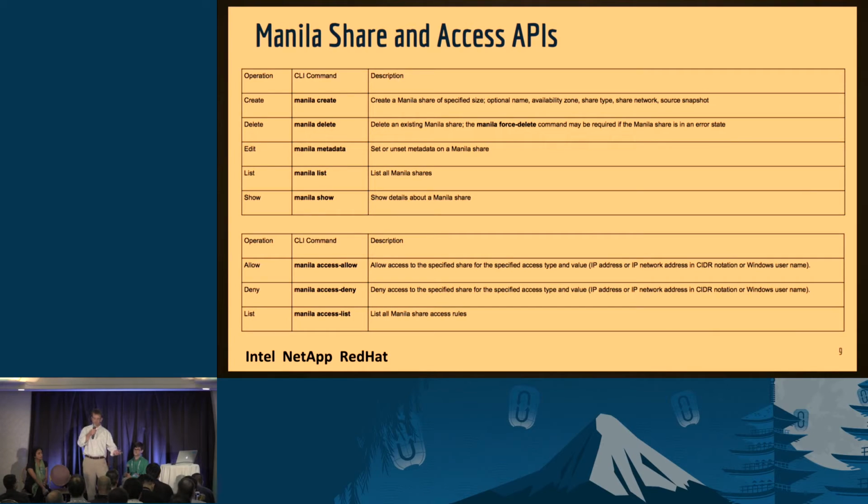So when you do a Manila create, basically what's happening is calls are made to create a FlexVol on our NetApp controller, and then when you do an access allow, then we actually modify it. It's essentially like an export FS command for those of you that know Unix, to get access to certain IP addresses. So those are the two key APIs. Obviously, you can delete a share, edit a share, list and show a share, and then deny access as well.